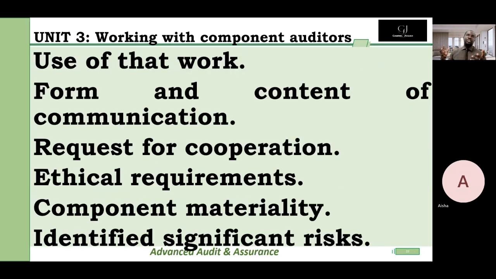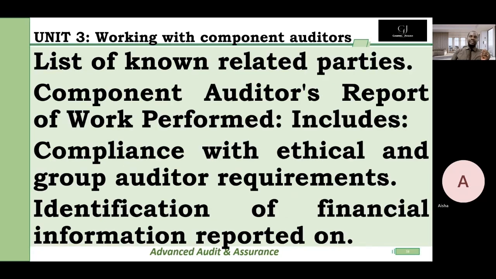The form and content of communication from oral to written, and their request in the letter of instruction for cooperation, it must be documented. Ethical requirements needed by the group and the component auditors, and also the component's materiality must be in writing. And identified significant risks must also be documented. Also, list of unknown related parties at the component level must be also documented.